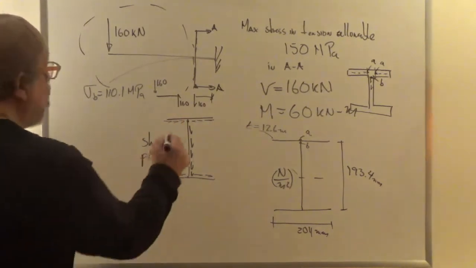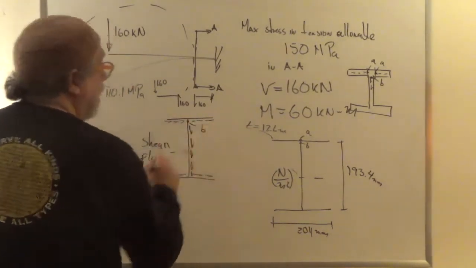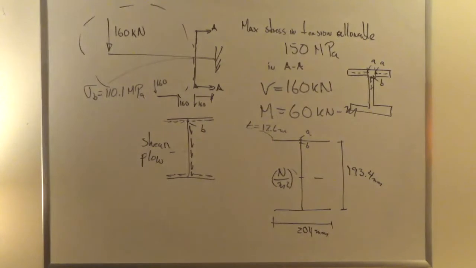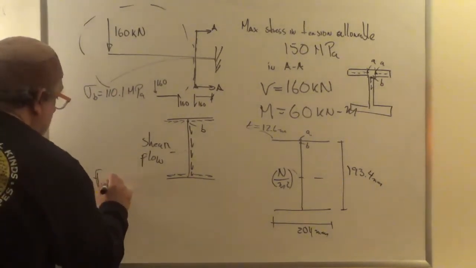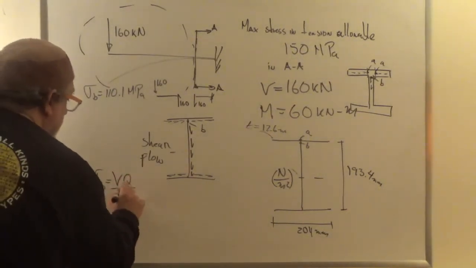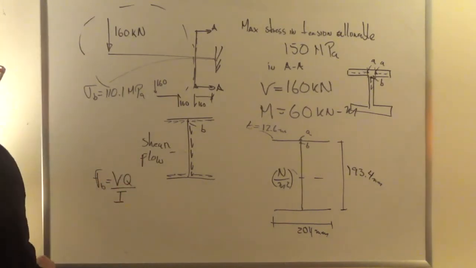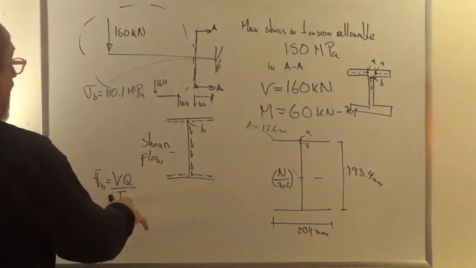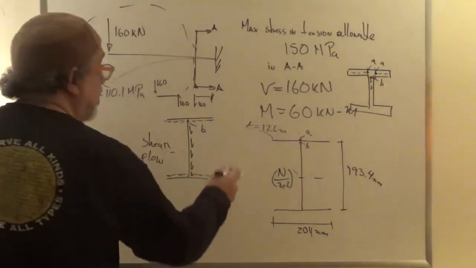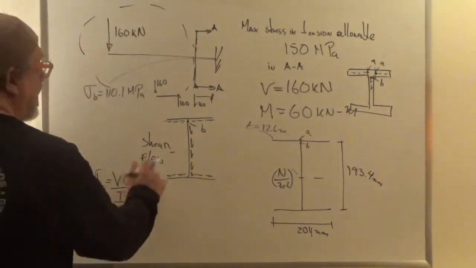Since we are looking at point B, we want to say, what is the shear flow at point B? So we say, okay, the shear flow at point B is VQ over I. Well, I know V is 60. I know I, it was given to us, 52.7 times 10 to the minus 6. What is Q at B?